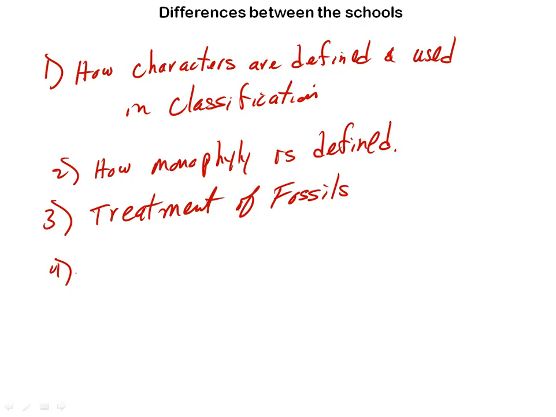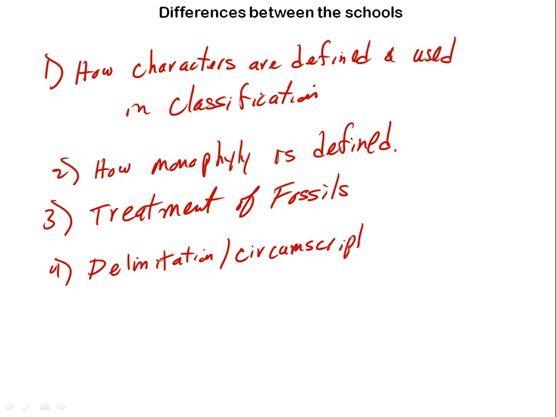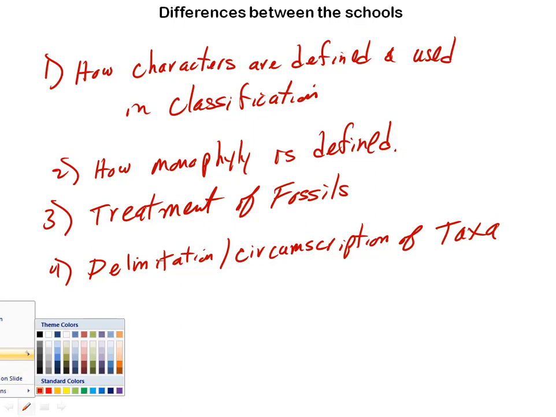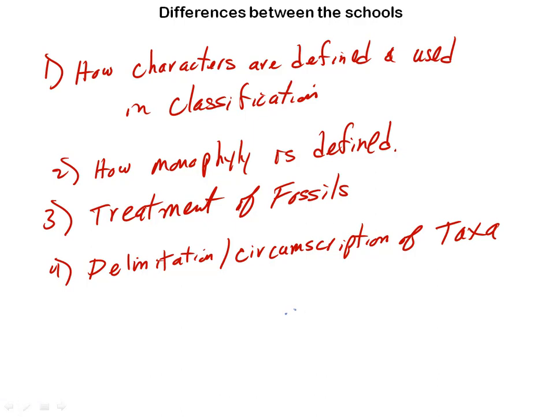And the fourth way in which the schools differ is how taxa are delimited. I'm going to say delimitation of taxa. Or we could also say circumscription. And we've talked about this word circumscription before. So, you know, we imagine that there is a set of individual organisms out there in the world, right? And how are we going to divide those organisms up into taxa?